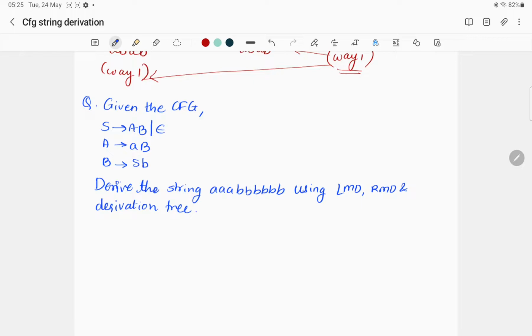Now the given question is: given the context-free grammar S giving AB or epsilon, A giving aB, B giving SB, derive the string aaabbbbbb using leftmost derivation, rightmost derivation and derivation tree. So now we have to derive the string. Let us start by writing all the rules separately. This is how I have written all the rules separately, and I have numbered them properly, so that I can use the same numbering in these methods later.